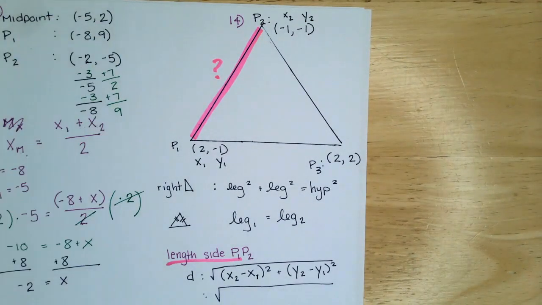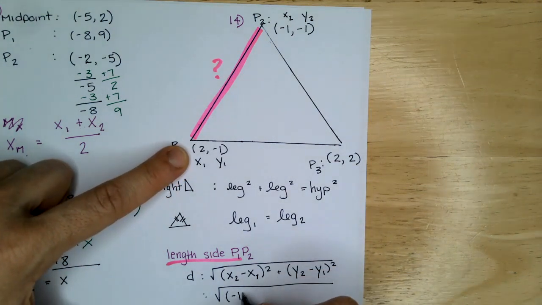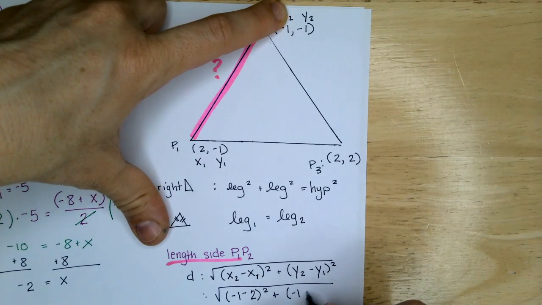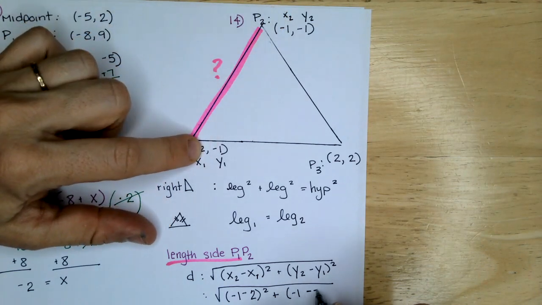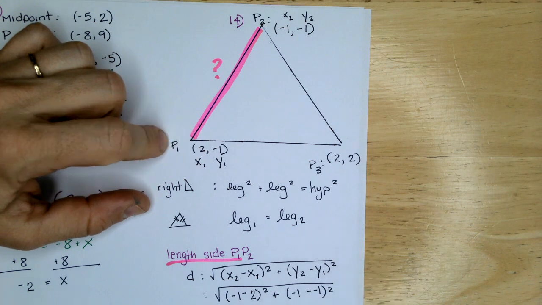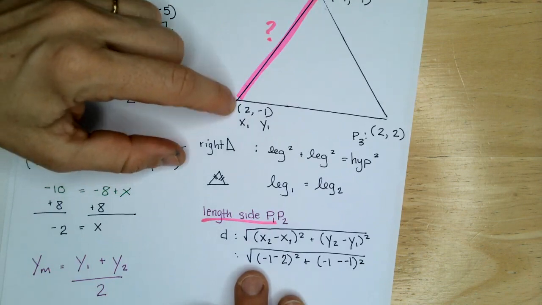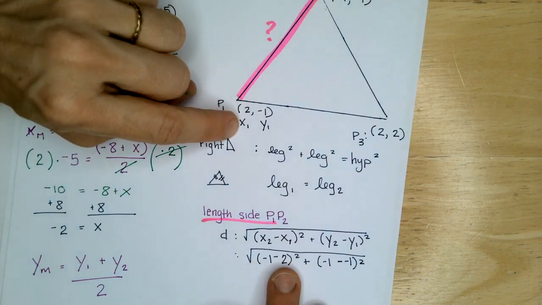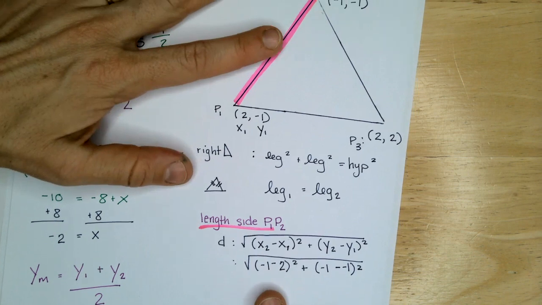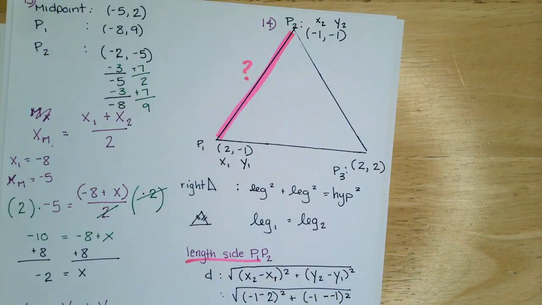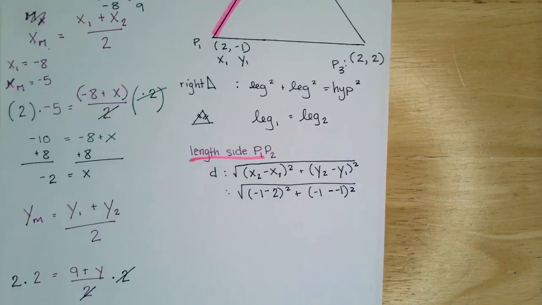All right. So x2 is -1, x1 is 2. So -1 minus 2 squared, plus -1 minus -1 squared. That was a -1, that was a +2, but there's a minus between them. That was a -1, and that was a -1, but there's still a minus between them. So just make sure you got all your signs correct.